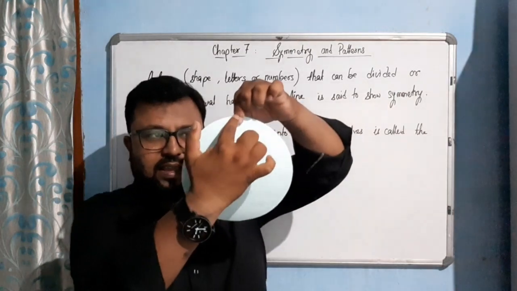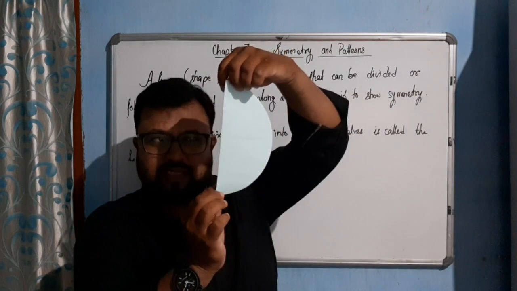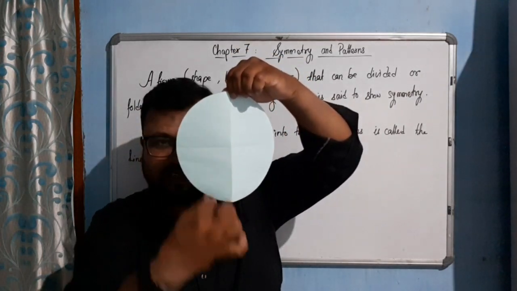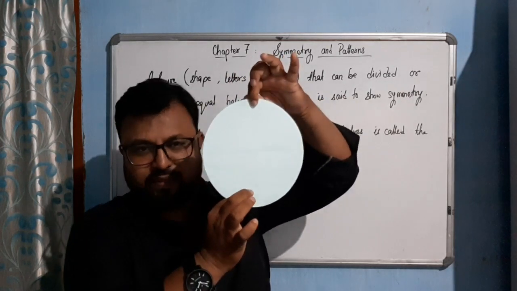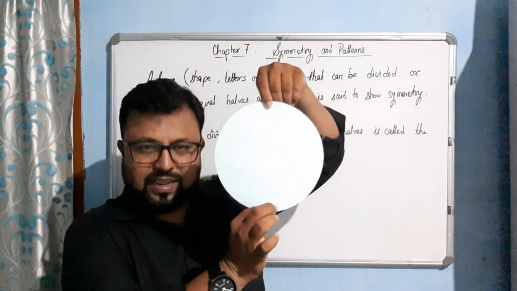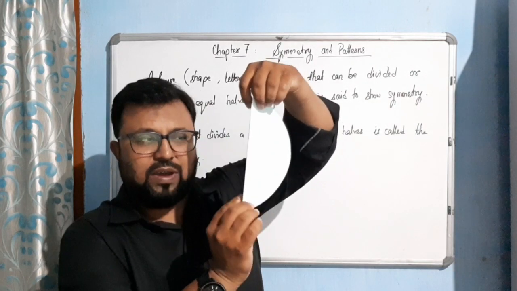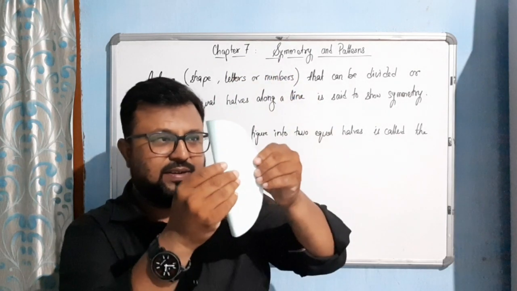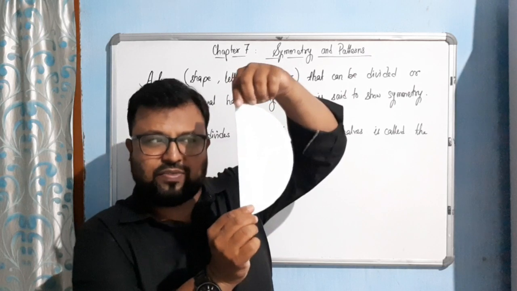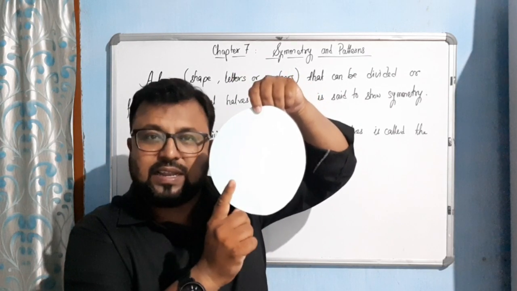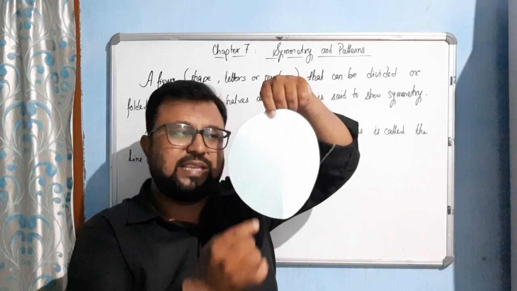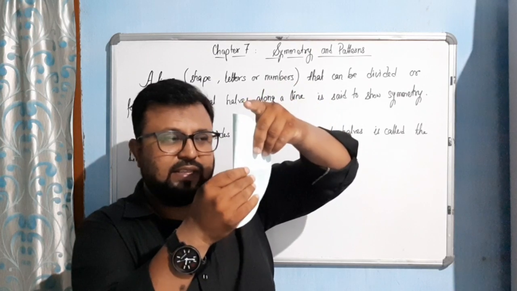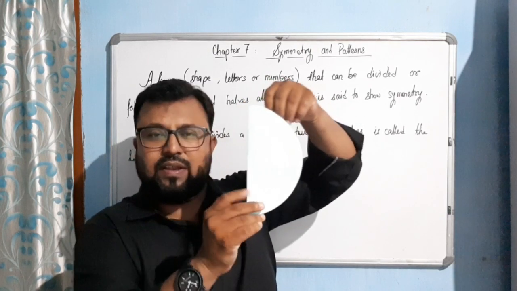It means that if I make a fold along this line, it divides the figure into two equal halves, this half portion and this half portion. So right now in this circle, how many lines of symmetry will we have? One line of symmetry, two lines of symmetry. In this way, if I fold it, you will get three lines of symmetry. So in a circle you can draw countless, infinitely many lines of symmetry, in whichever way you want to fold it.